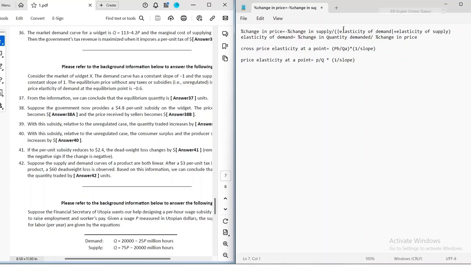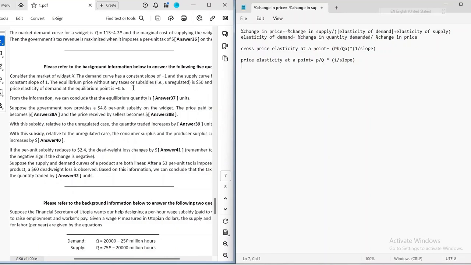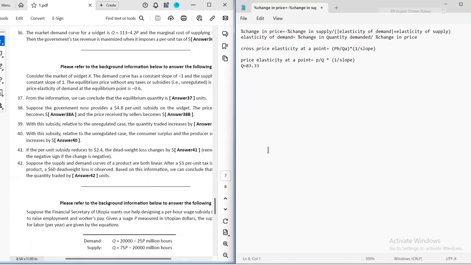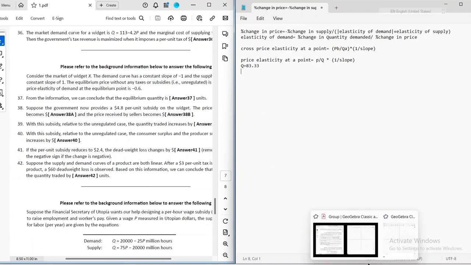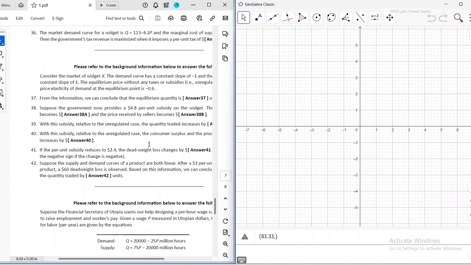Now your given price, the equilibrium price, and the price elasticity of demand is minus 0.6. Then you can find out the quantity, and the slope is also given. So when you put all these values, you will get quantity equals 83.33. So this is the first answer. Now using this quantity, we can draw the demand and supply curve. So quantity is 83.33 and price is, in the question, $50.